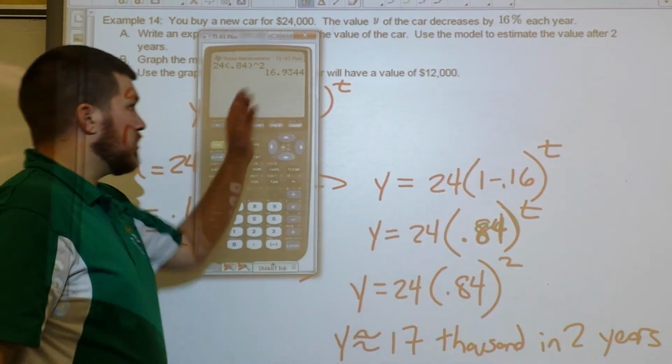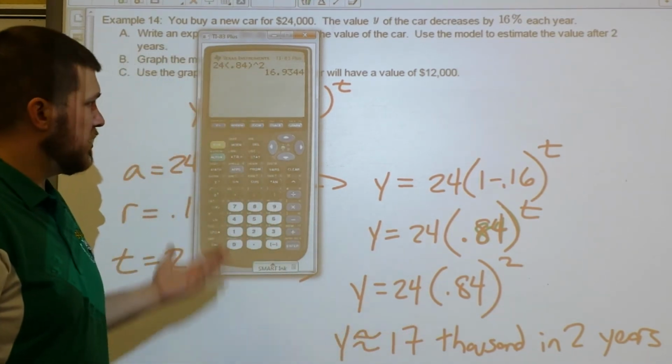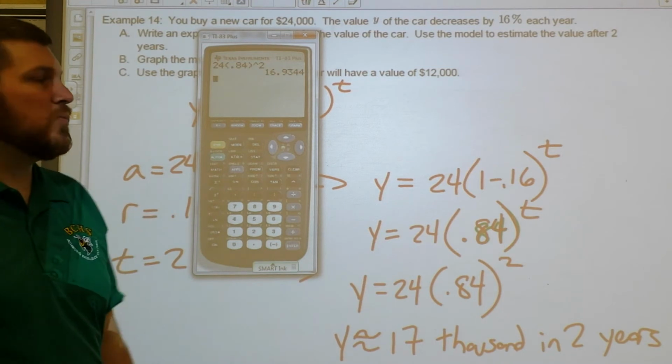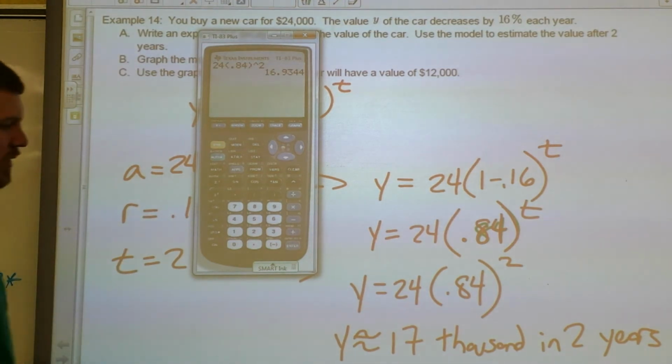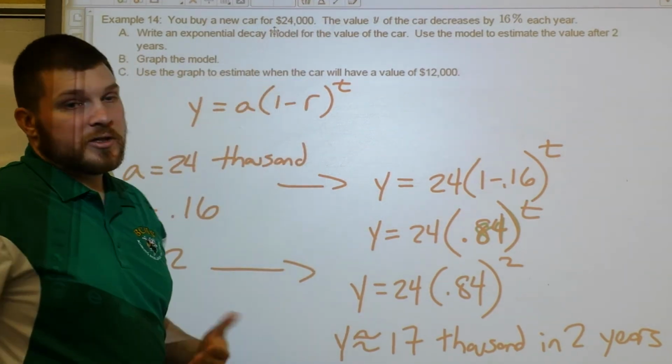Okay, so my car is approximately worth $17,000 in 2 years. I just rounded up a little bit, not a big deal. More accurate was $16,934. Okay, so that kind of makes sense, but car depreciation is pretty rough.